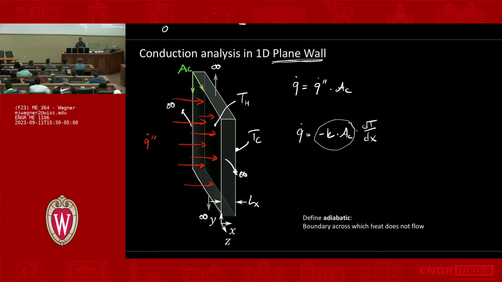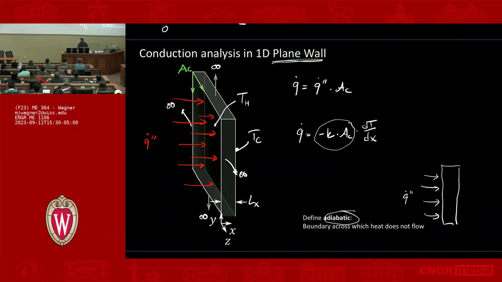All right, the last point I'll make before going to the next slide is this word adiabatic here. Adiabatic is a word you're going to become familiar with. It means that there is no heat flow across a particular boundary. So in this example, we could equivalently model this entire system. If I were to just draw this in 2D, like this, we have our heat flux coming in over here, q dot double prime. This is our x coordinate. This is our y coordinate.